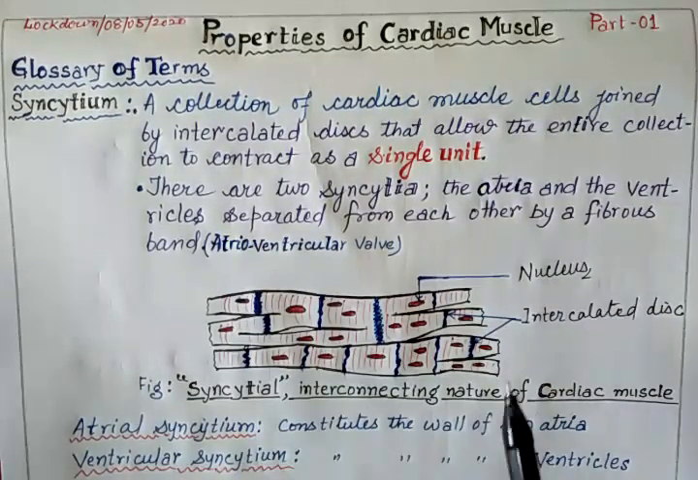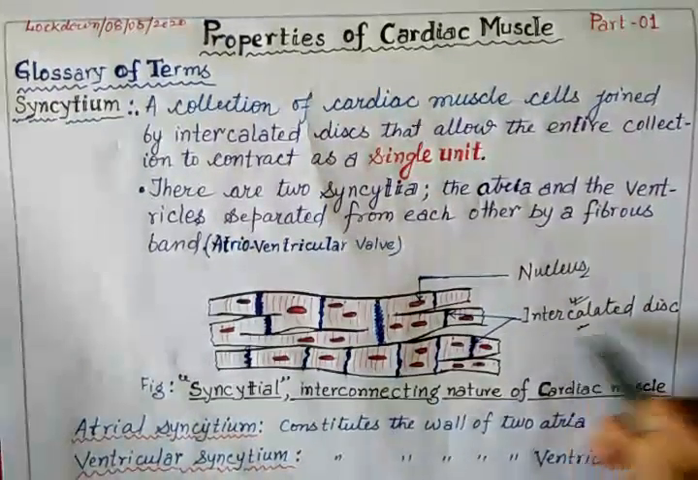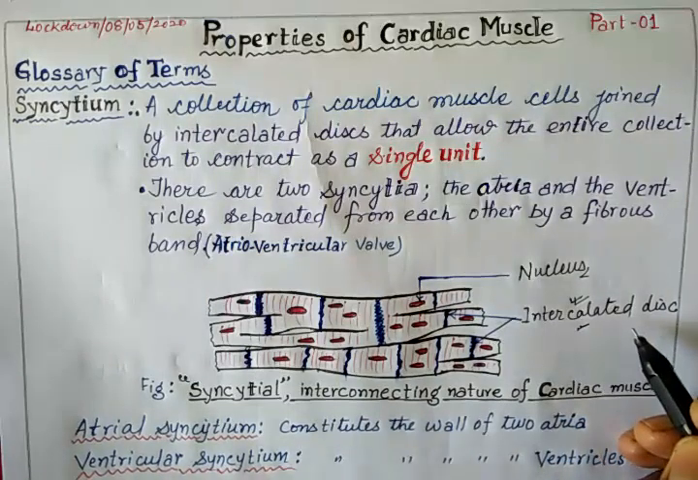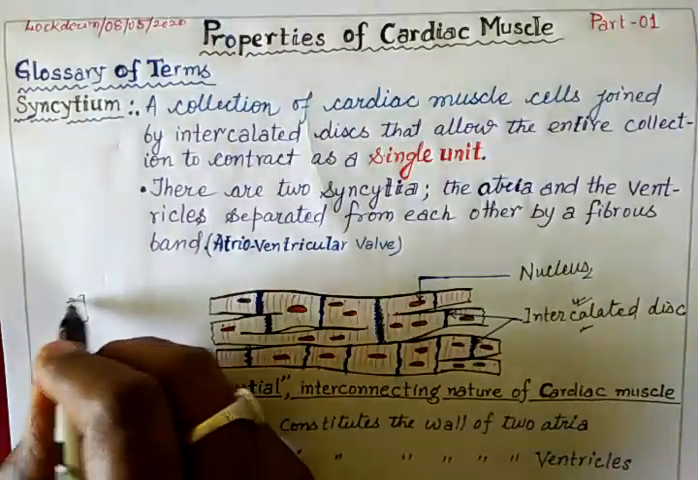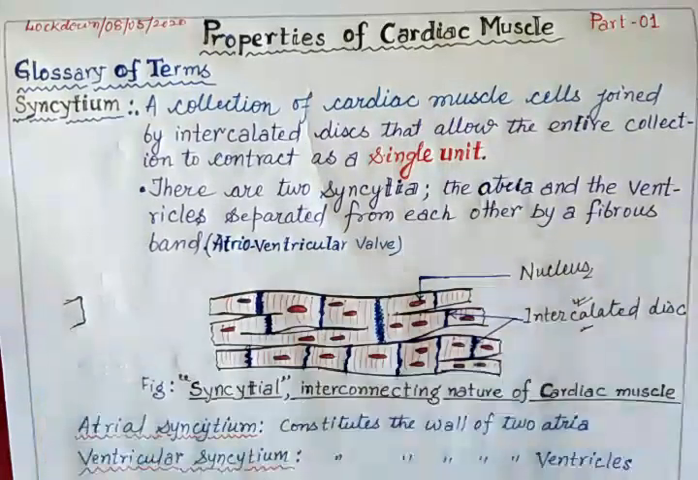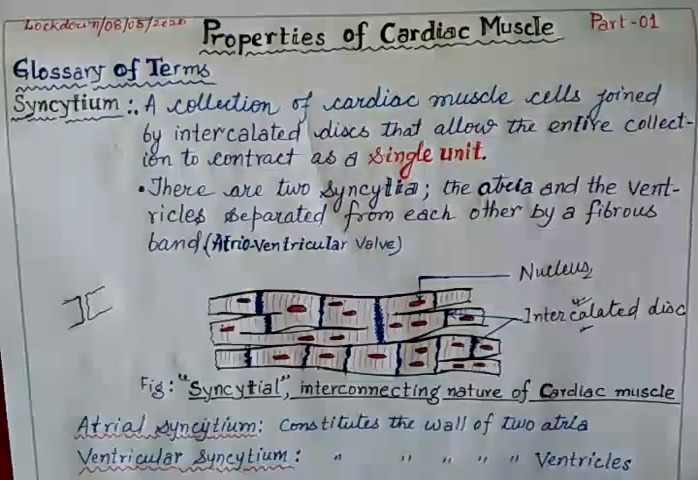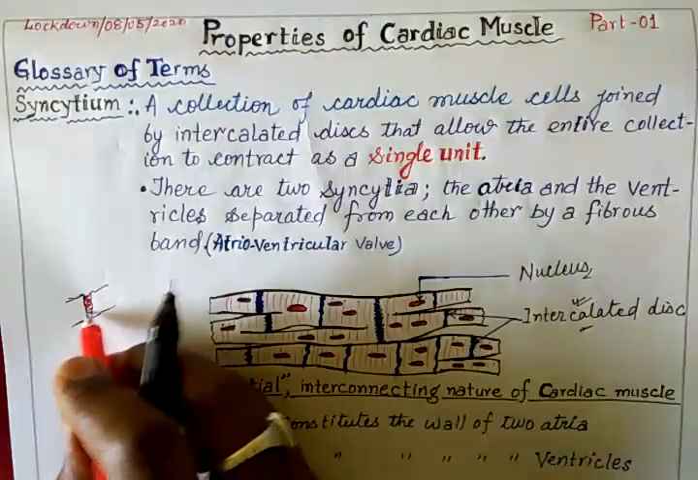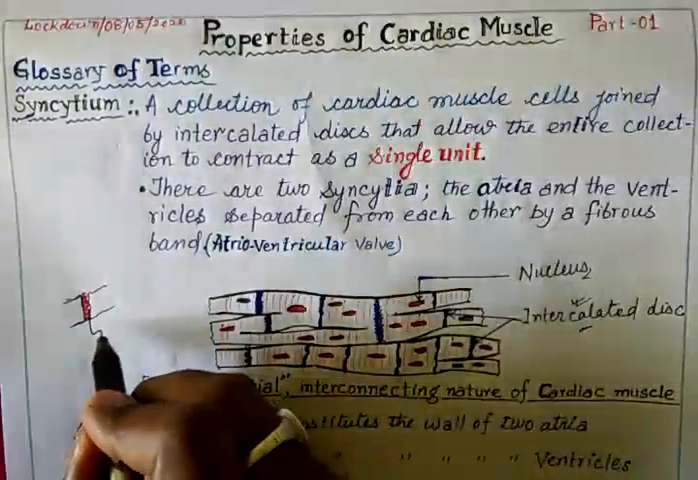So this is the structure of the cardiac muscle fibers, isn't it? These cardiac muscle fibers are joined together with the help of this intercalated disc. If I draw here, you can see, if it is one muscle fiber, then this is the second muscle fiber. They will join together with the help of this intercalated disc. I am showing it here in red.